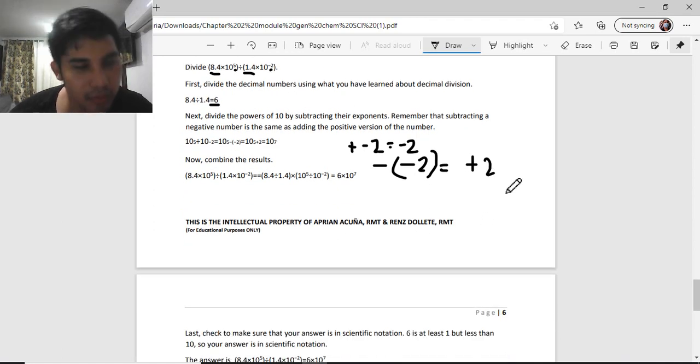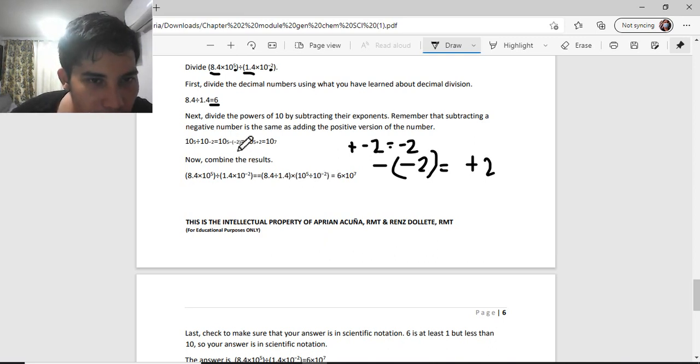Diba? Elementary ka mo. That's why the value is now 5 plus 2. Because we are having a subtraction operation, kaya subtract mo na siya. Multiply mo negative 2. Negative 1 times negative 2 is positive 2. That's why your value is 10 by the power of 5 plus 2, which gives you the exponent of 7.